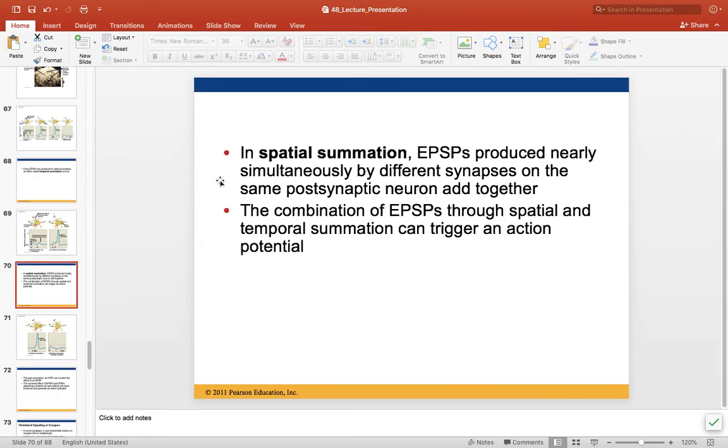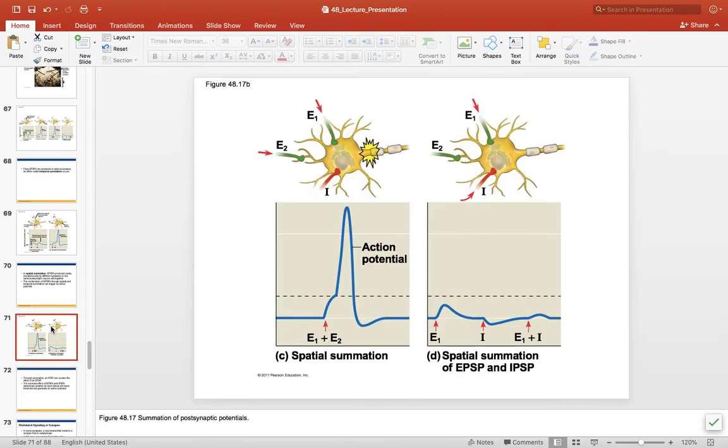Okay, another example is called spatial summation, where potentials produced nearly simultaneously by different synapses on the same postsynaptic neuron are added together. So this can trigger an action potential as well. Again, here's a postsynaptic terminal here, and here's a separate one going to the same receptor cell. If they both go at the same time, you can get enough of a membrane potential increase to get you to the action potential.